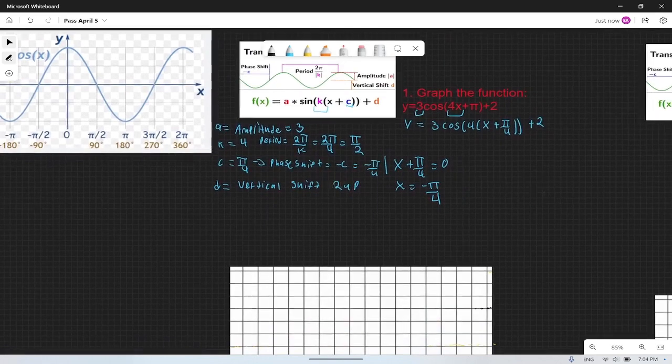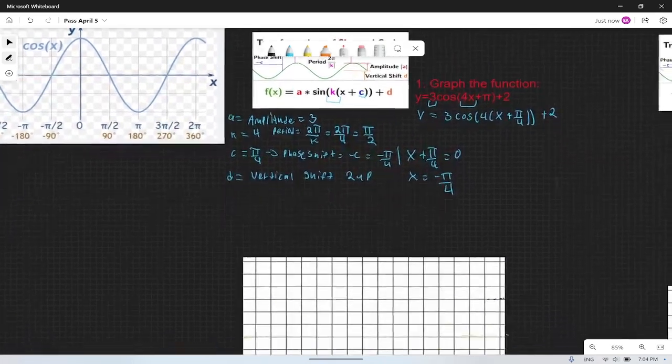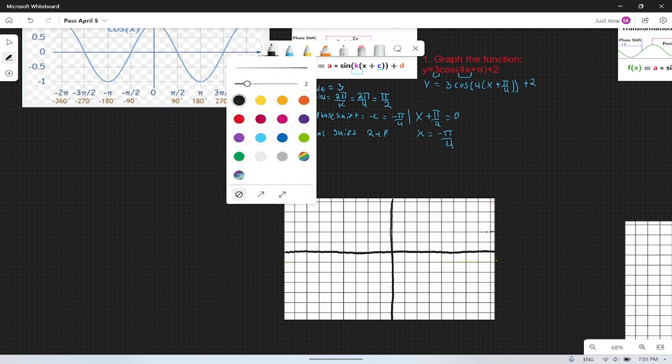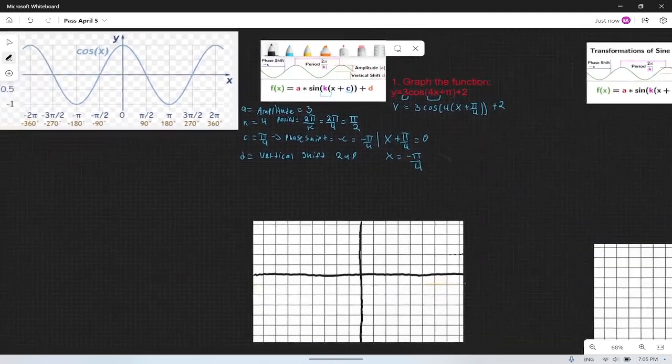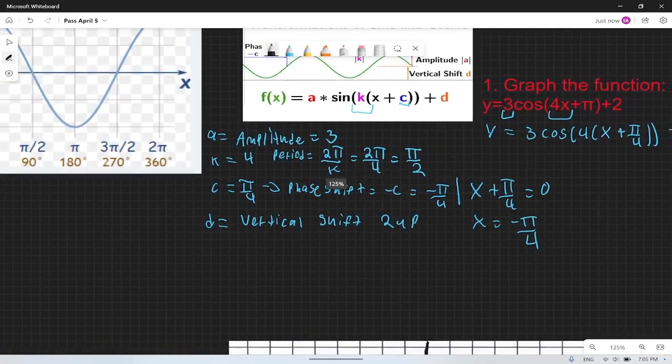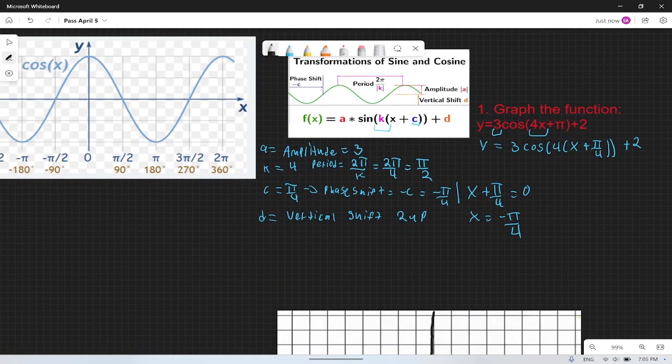So how I like to do this, I like to sketch my transformations on the graph. So first I'll draw some axes here. And it's also really important to choose a good scale. When you're choosing a scale, it's good to look at your period. So our period is pi over 2. I like to break things into quarters. So pi over 2 divided by 4 would be pi over 8.